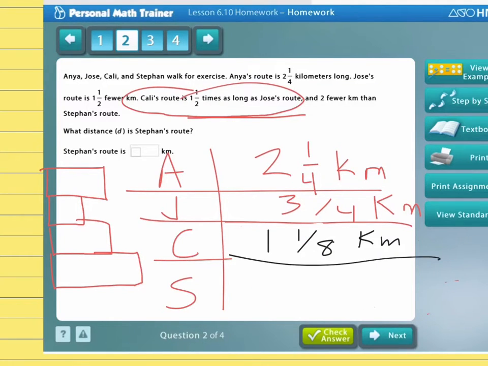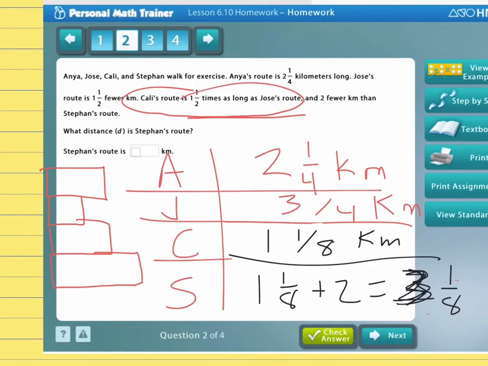And the last part of it, we know that Callie did 2 fewer kilometers than Stefan, so that's simply using inverse. So if Callie is 2 less than Stefan, Stefan is 2 more than Callie. So we do 1 1/8 plus 2, and that equals 3 1/8, the distance for Stefan. So you have to go step, step, step, step in order to solve this problem, but it can be done as long as you're going very, very slowly.